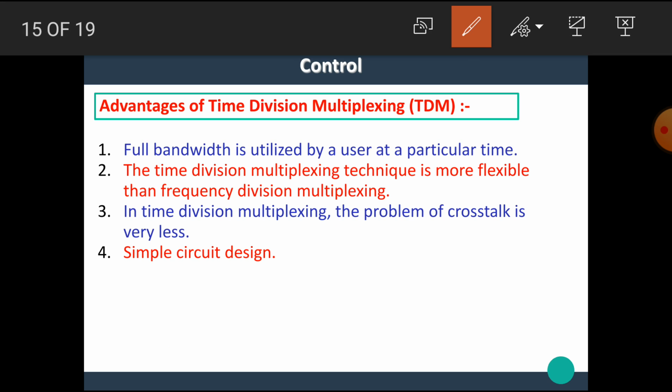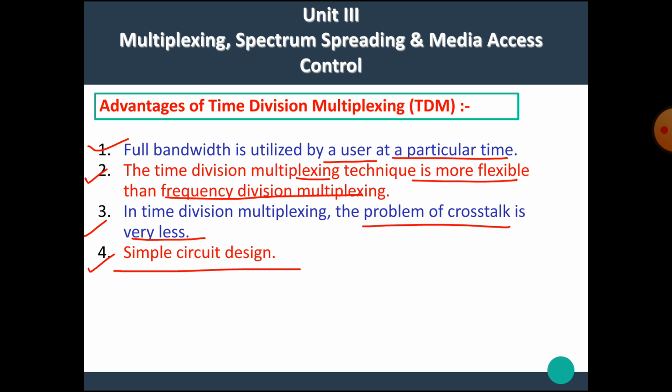Now let's see some advantages of time division multiplexing system. In time division multiplexing, the full bandwidth is utilized by a user at a particular time. The second advantage is that the TDM technique is more flexible than the frequency division multiplexing technique. The third advantage is that in TDM, the problem of crosstalk is very less, and the fourth advantage is that TDM has a simple circuit design.